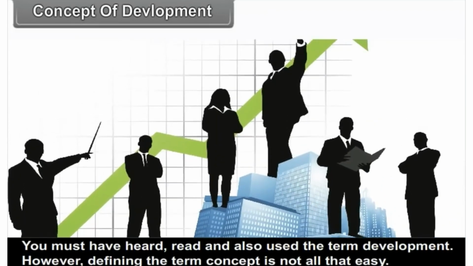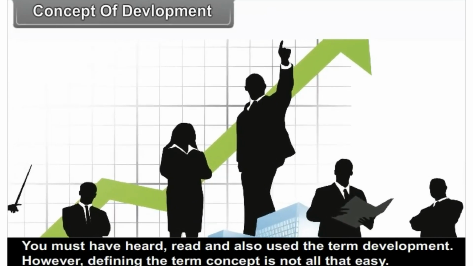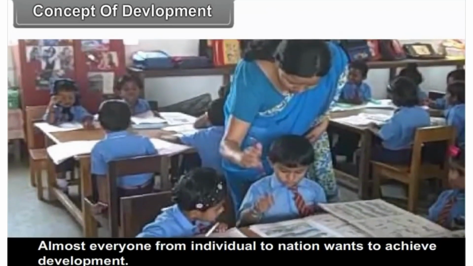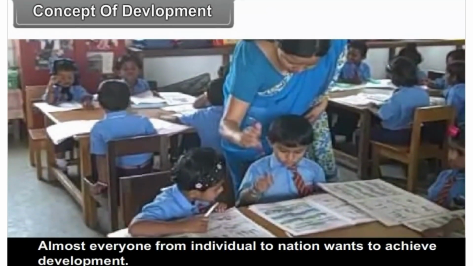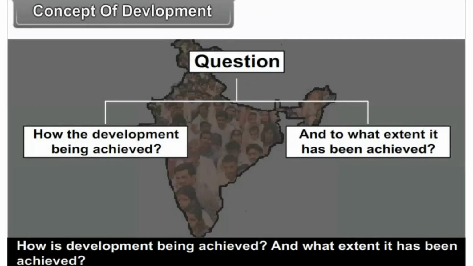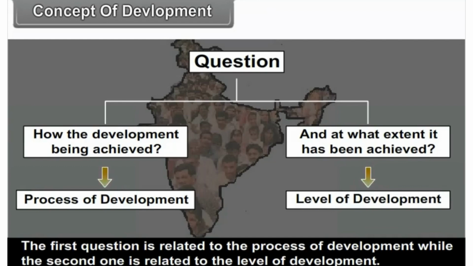8.1, Concept of Development. You must have heard, read and also used the term development. However, defining the term is not all that easy. Almost everyone from individuals to nations wants to achieve development. When we think of development, there are two questions: how is development being achieved? And to what extent has it been achieved? The first question is related to the process of development, while the second one is related to the level of development.